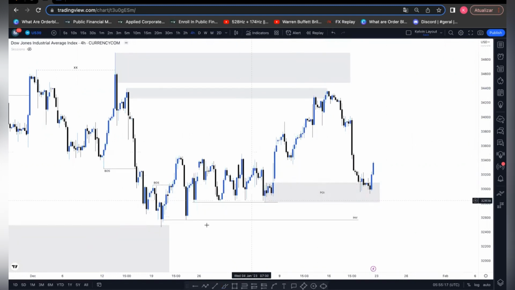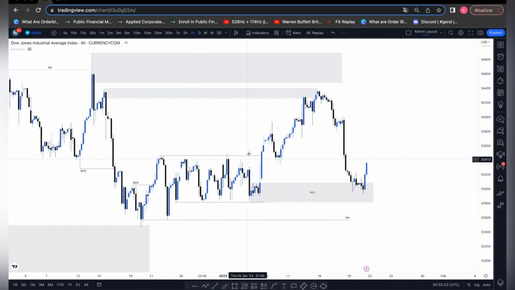I even sent this setup right here on the public group on Telegram, right? I always also make sure I send the US30 setup. So we had these 2 breaks of structure on the 4 hour. Price came back to our 4 hour bullish order block.